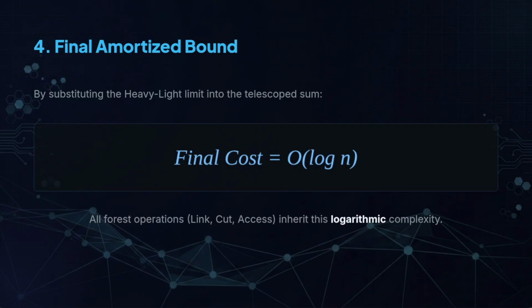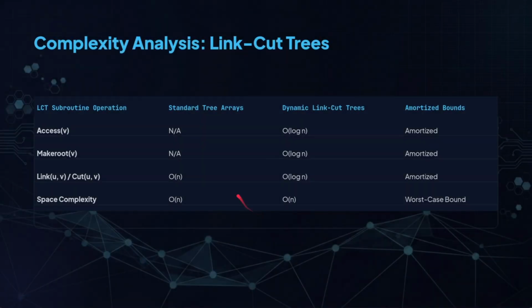Combining all these components gives us a solid, robust big O of log N amortized bound for the operations. If we look at the complexity comparison chart, you can see that while classic static trees require big O of n worst case time for dynamic modifications like link and cut, the link-cut tree processes access, link, cut, and make root all in amortized big O of log N time. Best of all, the overall space complexity remains perfectly linear, big O of n.